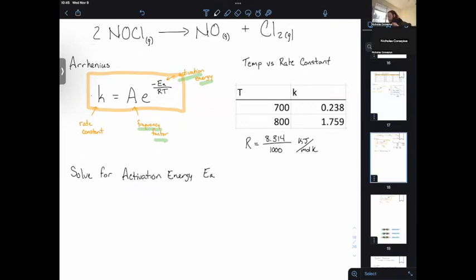All right, so we're trying to get to that activation energy. It's sitting up there in an exponent for E. So we're going to have to take the natural log to bring it down. So that's actually what we're going to do first, is take the natural log of both sides.